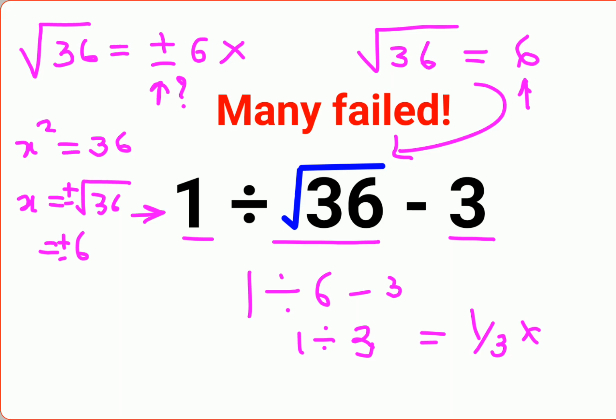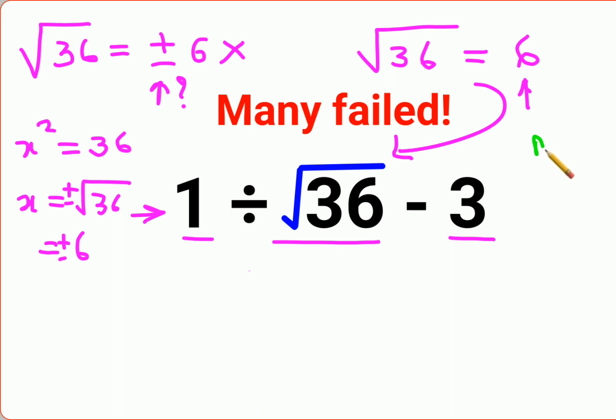So in this case, what should you do? Please remember why this goes incorrect: it is not following the rule of BODMAS or PEMDAS. A lot of people follow PEMDAS, a lot of people follow BODMAS. In this case, you need to remember that division has to be done before subtraction. So we have 1 upon 6. 1 divided by 6 can also be written as 1 upon 6 minus 3.